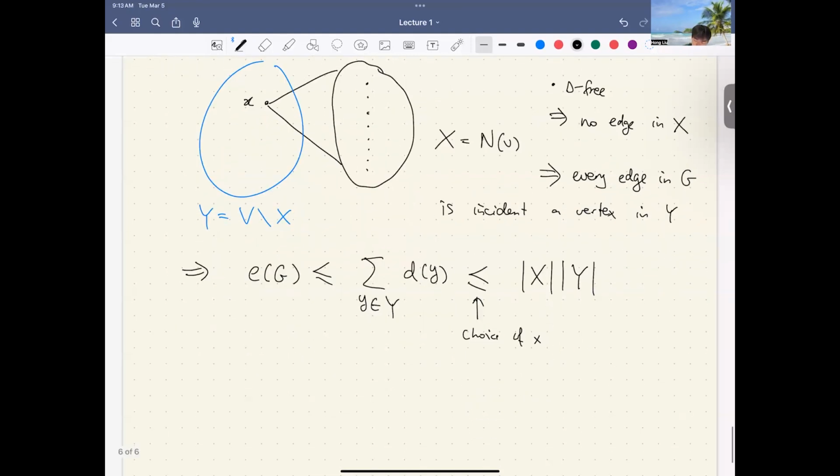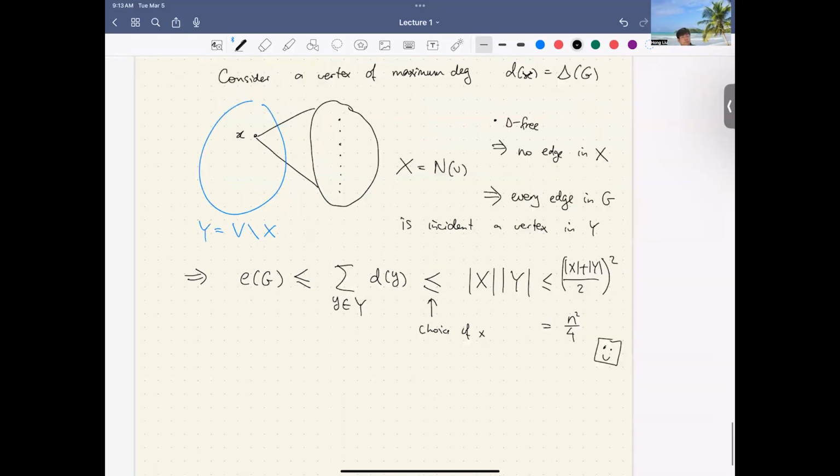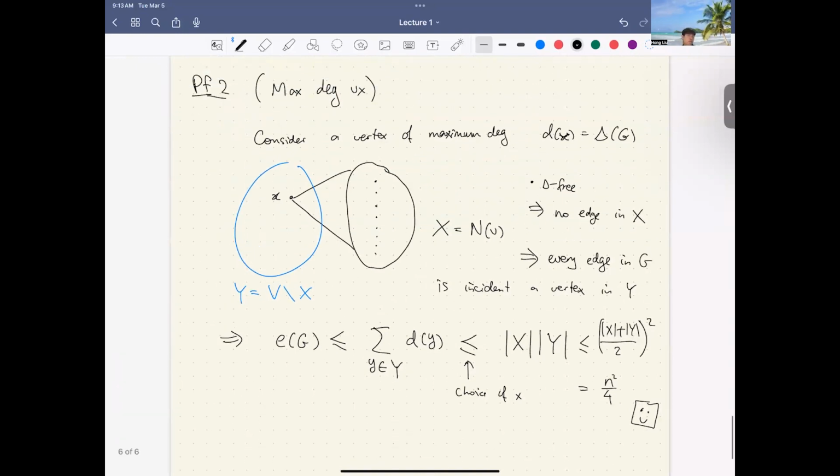Now we just use a basic inequality. |x| times |y| is at most ((|x|+|y|)/2) squared. The geometric mean is at most the arithmetic mean. And |x| plus |y| is everything, so it's n squared over 4. We proved that e(G) is at most n squared over 4. It must be an integer, so it's the floor of n squared over 4. It's another proof, also a very simple proof. Okay, both proofs just by some ad hoc combinatorial arguments.